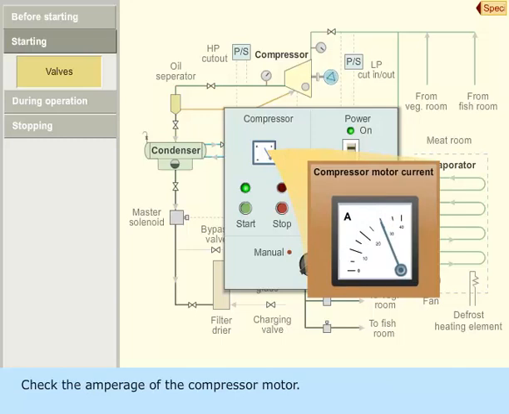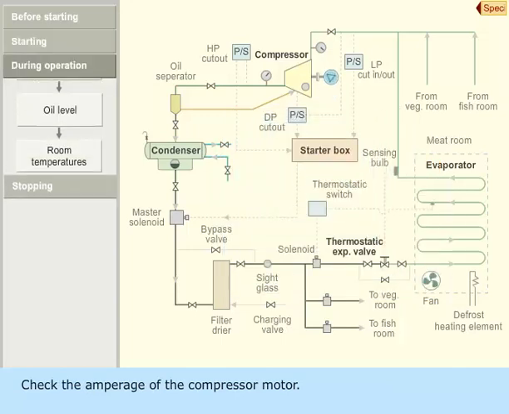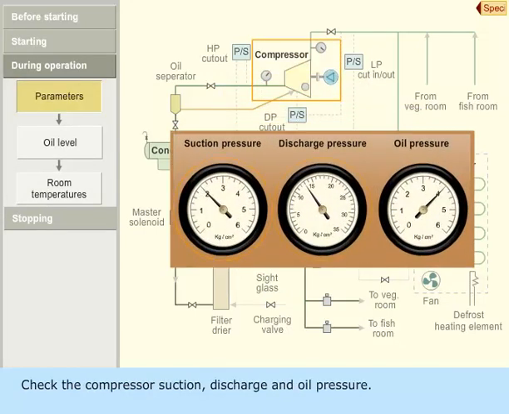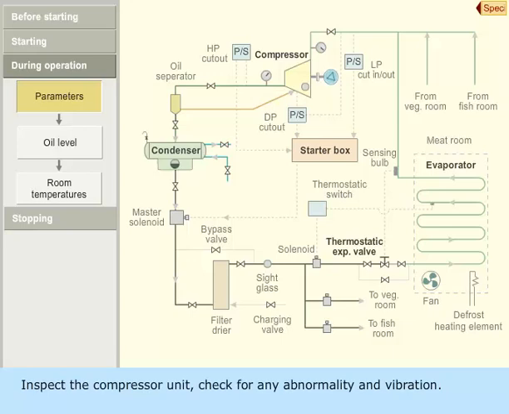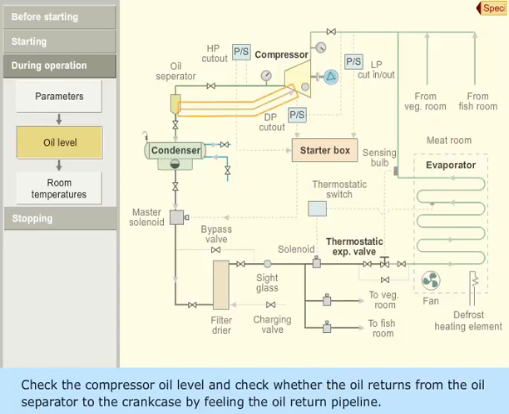Check the amperage of the compressor motor. Check the compressor suction, discharge, and oil pressure. Inspect the compressor unit, check for any abnormality and vibration. Check the compressor oil level and check whether the oil returns from the oil separator to the crankcase by feeling the oil return pipeline.